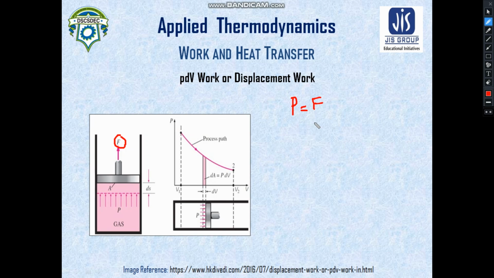Now what happens if the pressure exerted by the gas is a little bit increased? Okay, so we are applying some kind of pressure so that the piston can move in the upwards direction. That means the gas is getting expanded here. So the expansion of the gas is taking place, as well as the piston is moving in the upwards direction.